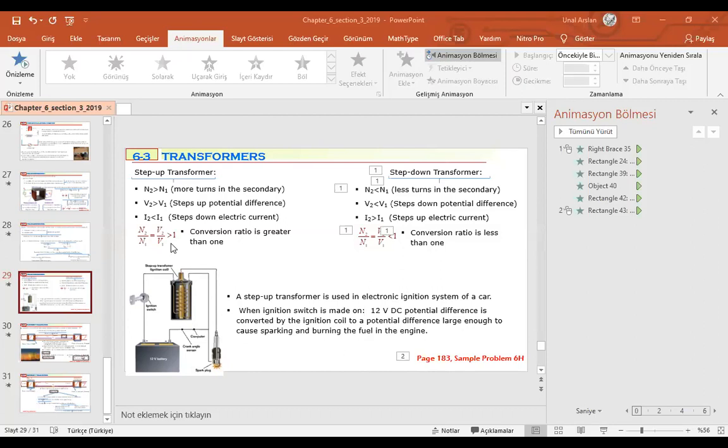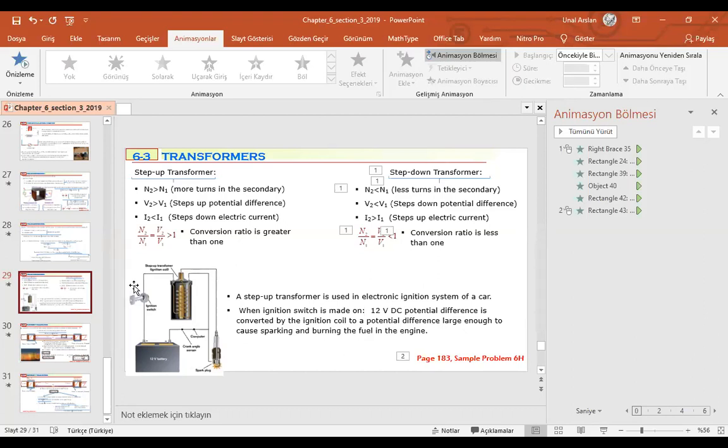Any other questions? Teacher, for the ratio of V2 over V1 for step-up transformer, it's greater than 1, and what about the ratio of I1 over I2? It is less than 1. Very good. It's less than 1. Reversely? Yes, inversely. If V2 over V1 is greater than 1, then I2 over I1 must be less than 1. No, I1 over I2. What about I1 over I2?